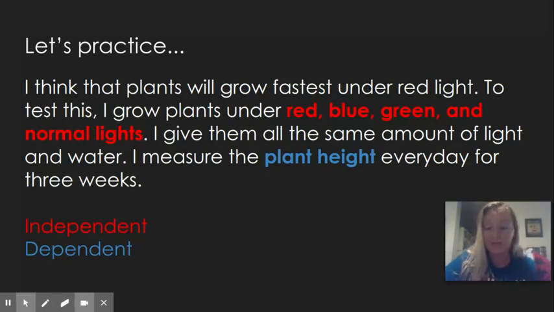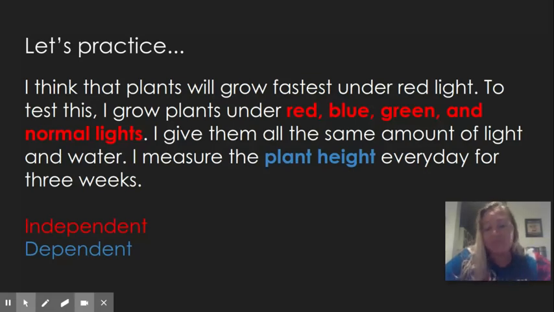So our independent variable, remember, that's what I control or what I change. In this scenario, I'm controlling the type of light that the plants are being grown under. So those different colors of light, that's my independent variable. My dependent variable is what I'm measuring. In this scenario, that's going to be plant height. Plant height's what I'm measuring.